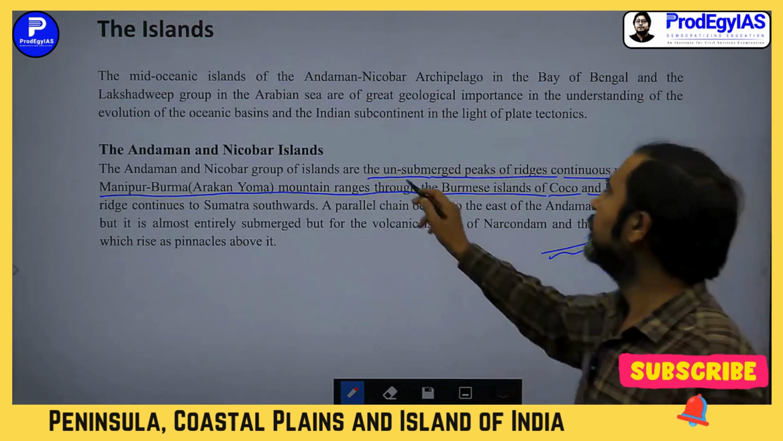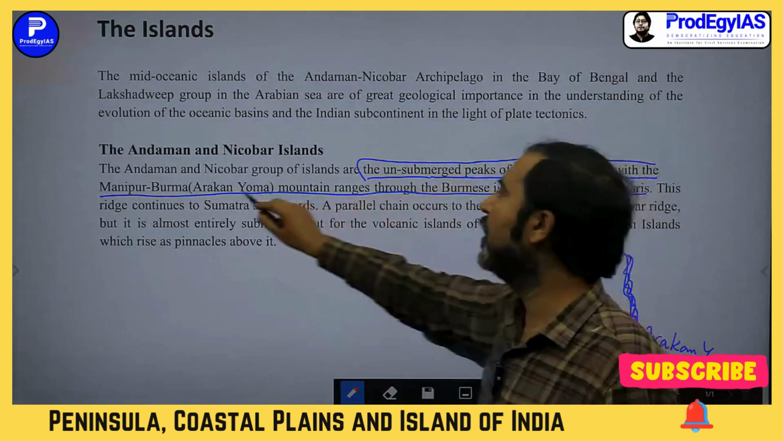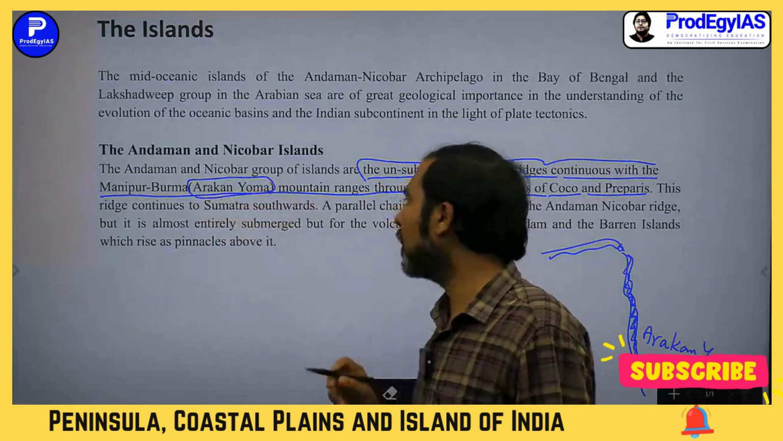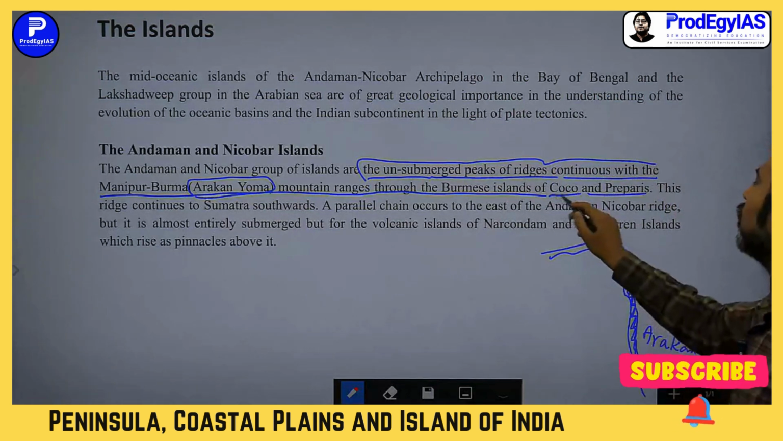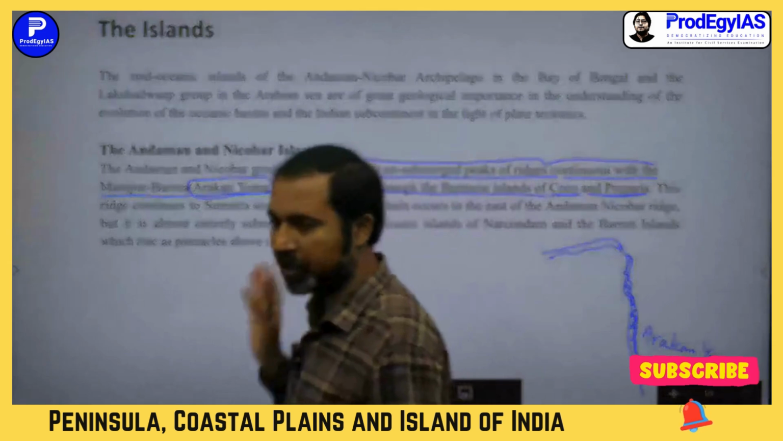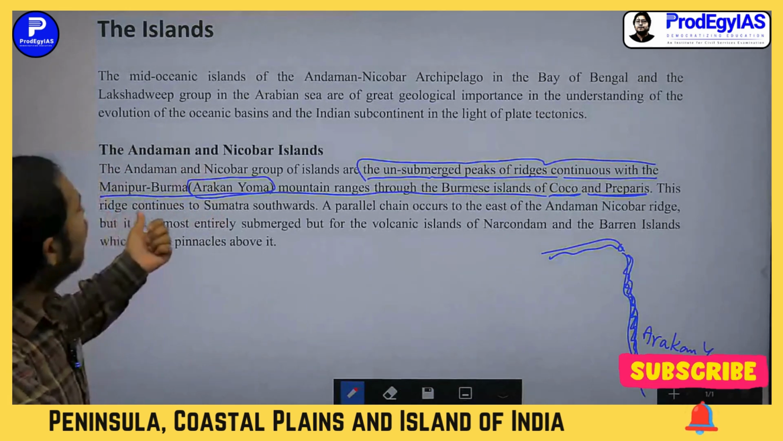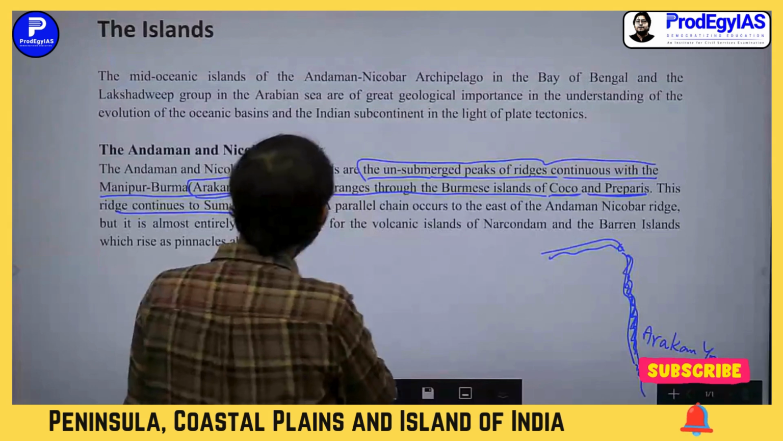Okay, so this is the unsubmerged peak of ridges continuous with the Manipur Burma, known in Burma as the Arakan Yoma mountain ranges. Then through the Burmese islands of Coco and Preparis, they are also part of this series. Though they are not part of the Andaman and Nicobar group of islands, they are found in a series. This ridge continues to Sumatra, meaning this ridge is continuous up to Sumatra.